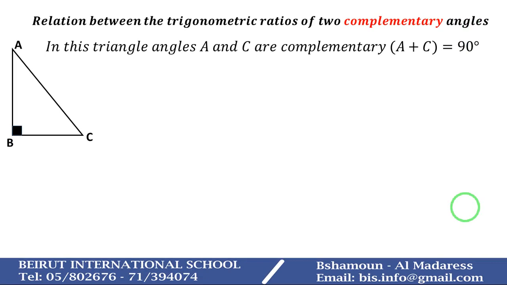Relation between the three trigonometric ratios of two complementary angles. In this triangle, right angled at B, A and C are two complementary angles. If we add angle A and angle C, it will give 90 degrees.